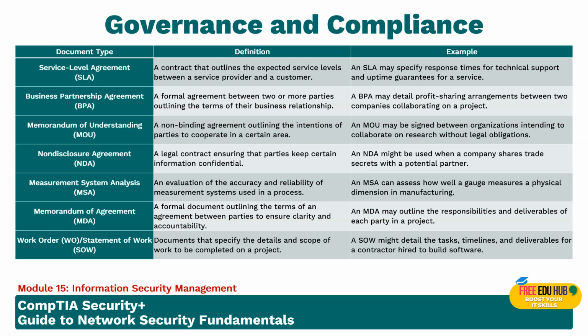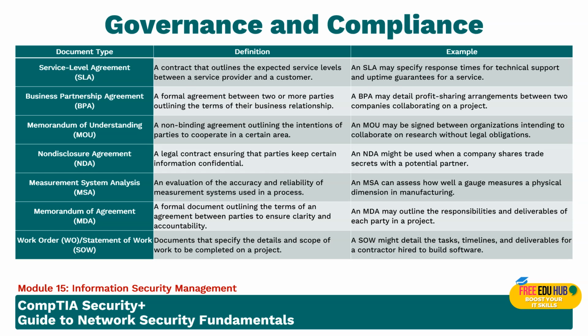Then we have the measurement system analysis, the evaluation of the accuracy and reliability of measurement systems. It can assess how well a gauge measures a physical dimension in manufacturing. Then we have memorandum of agreement, a formal document outlining the terms of agreement between the parties to ensure clarity and accountability. So it would outline the responsibilities and the deliverables of each party on the project.